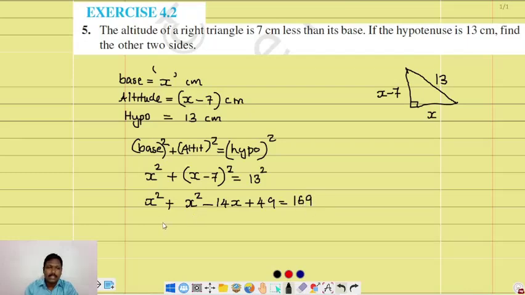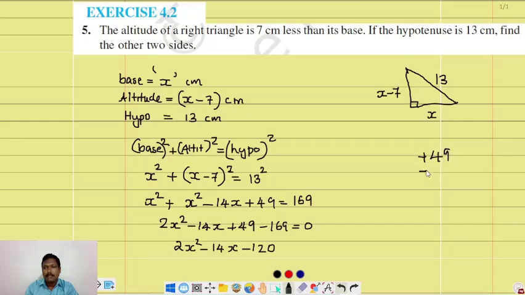Now x square plus x square will be 2x square, minus 14x, plus 49 minus 169 is equal to 0. So 2x squared minus 14x minus 120. Plus 49 and minus 169, the difference will be 120 and the bigger number sign is minus, so it is equal to 0.